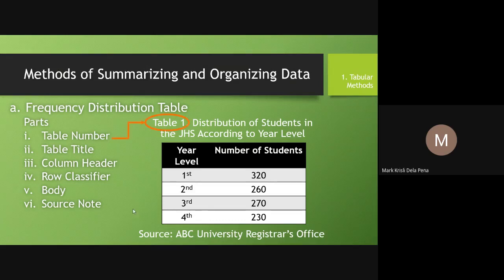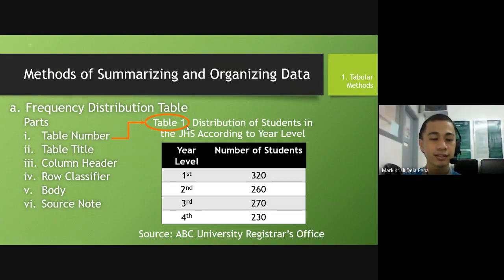Table numbers are named table 1, table 2, and so on. It depends on how many tables you have in your data or in your presentation when you summarize your data. Then, next is the table title. The table title is like a summary of what you will be seeing in your table. For this example, you have distribution of students in the junior high school according to year level.